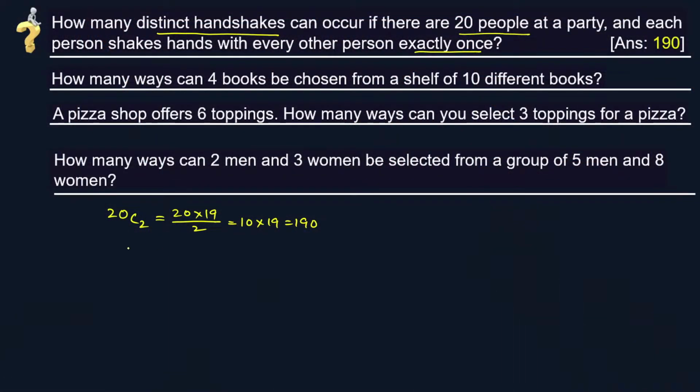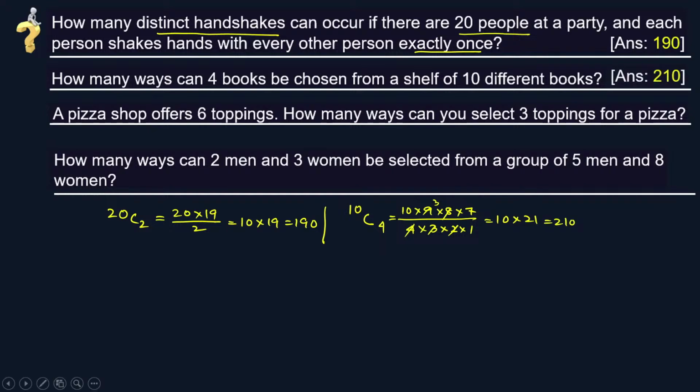How many ways can 4 books be chosen from a shelf of 10 different books? Straightforward question. 10 different books are there. You are going to select 4 books out of it. So it can be done in 10C4 different ways, which is actually... 4 2s are 8, 3 3s are 9. So this gives us 10 into 21 gives us 210. So there are 210 ways of selecting 4 books from 10 different books in the shelf.